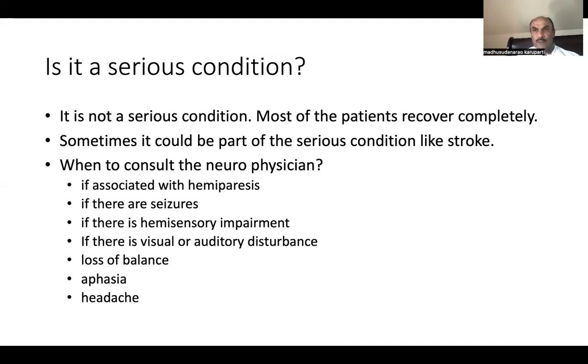In such occasions, the patients may present with contralateral hemiparesis, contralateral hemianesthesia. Sometimes there could be impairment of visual and auditory functions, loss of balance, aphasia, headache, etc. In these situations, it is a complicated case of facial nerve palsy. One should think about the lesion in the higher centers. So, in these situations, one needs to have a neurological consultation.